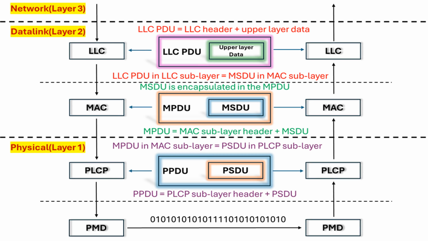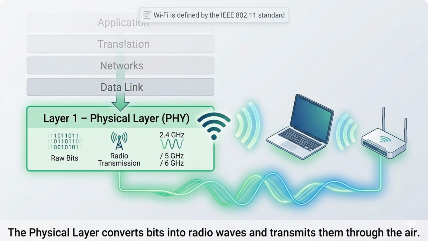Now here's where it gets interesting. The 802.11 standard isn't just one big block. It's structured into two main layers, and within those layers are four essential sublayers working behind the scenes. Layer 1, physical layer, PHY. In Wi-Fi, defined by the IEEE 802.11 standard, the physical layer is the lowest layer of the wireless network stack, responsible for transmitting and receiving raw bits over radio waves.